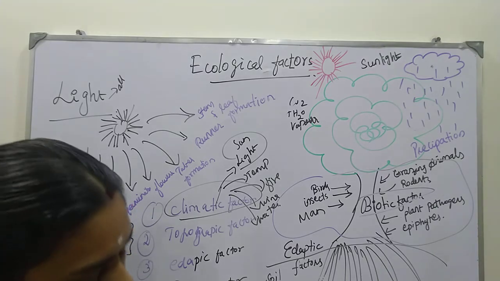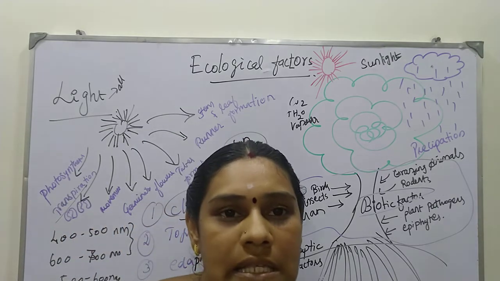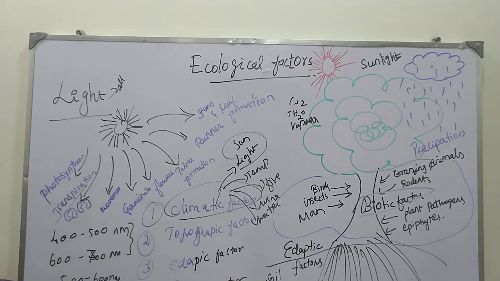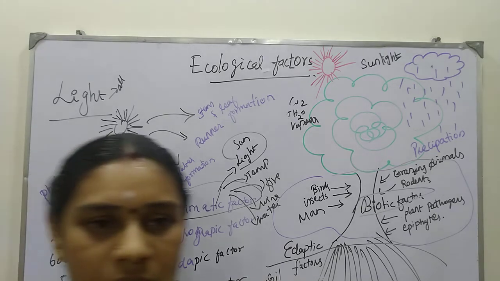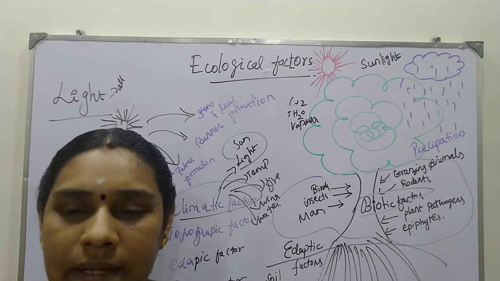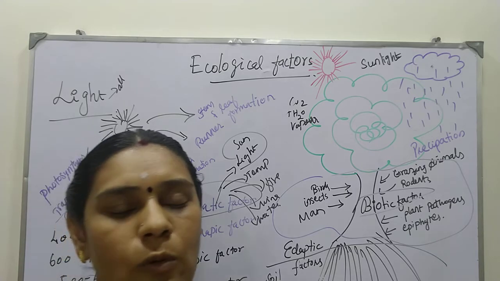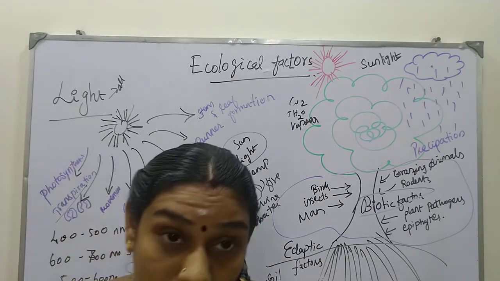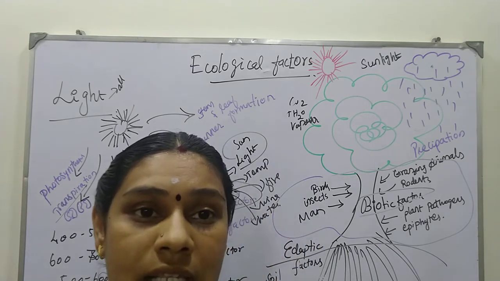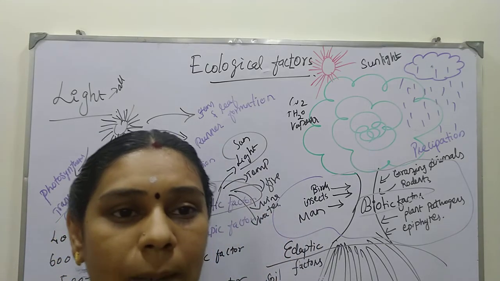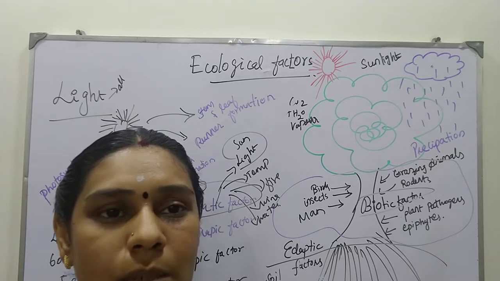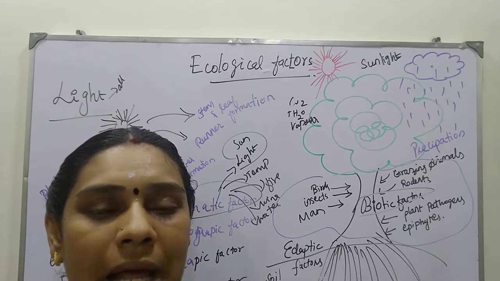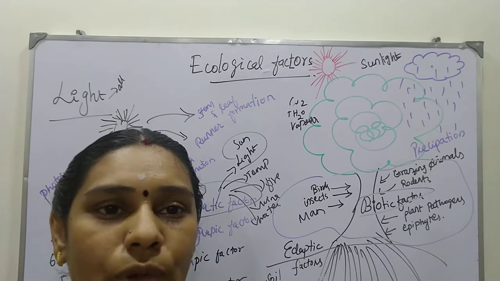Okay, and also based on the light utilization, the organisms are classified into two types. That is heliophytes and sciophytes. Heliophytes means the group of organisms which have the tendency to take up a large amount of light. An example is angiosperms. That is, normal flowering plants take more amount of sunlight for their function.